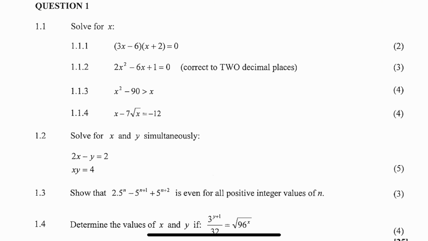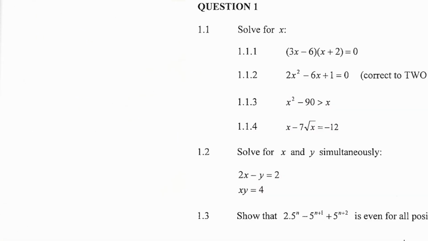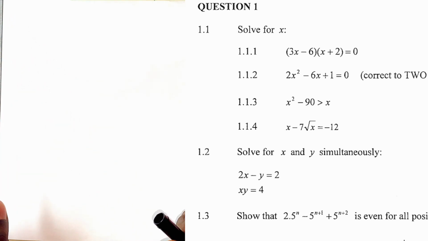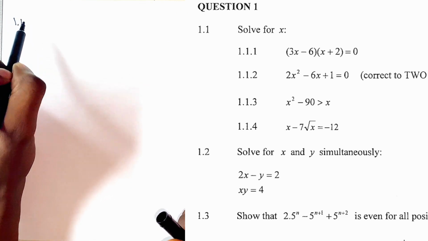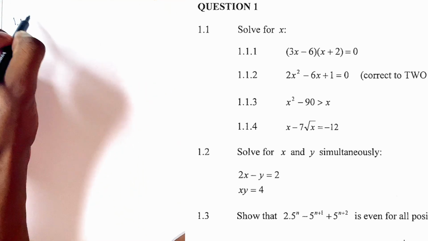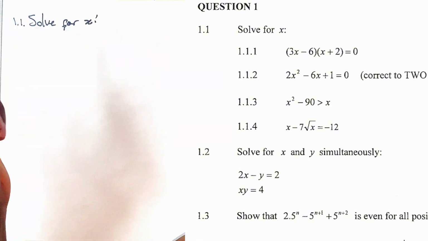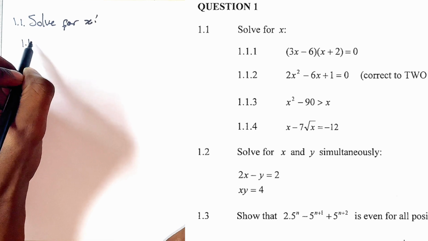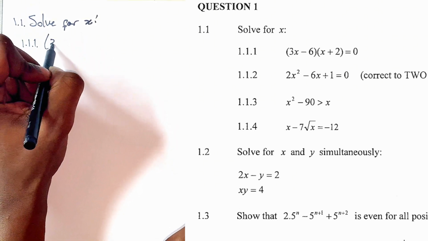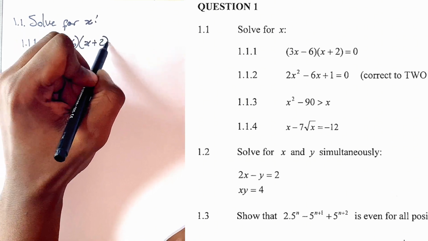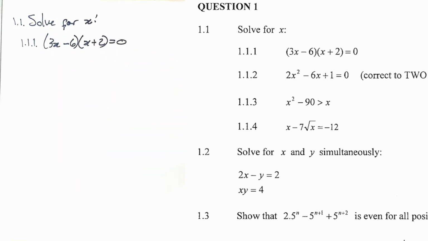So now I'm going to introduce the screen where I'm going to write on. Now, with question 1, we're going to number them exactly how they are numbered in the question paper. We're going to go with 1.1 where it says solve for x. Now 1.1.1 is (3x minus 6)(x plus 2) equal to 0.